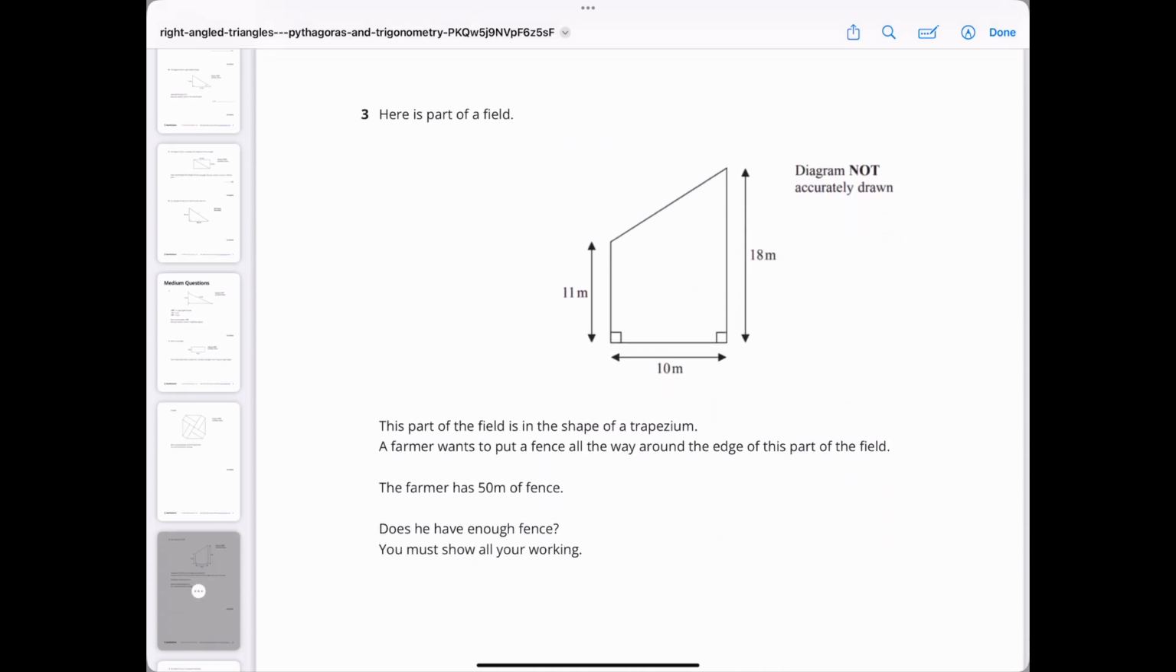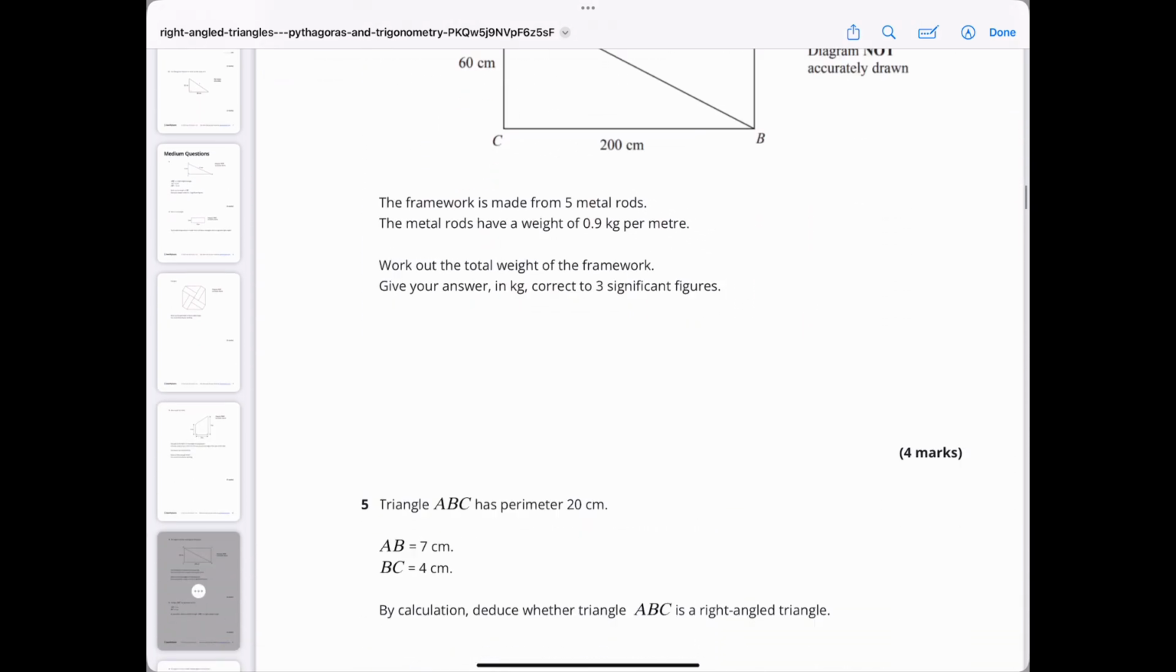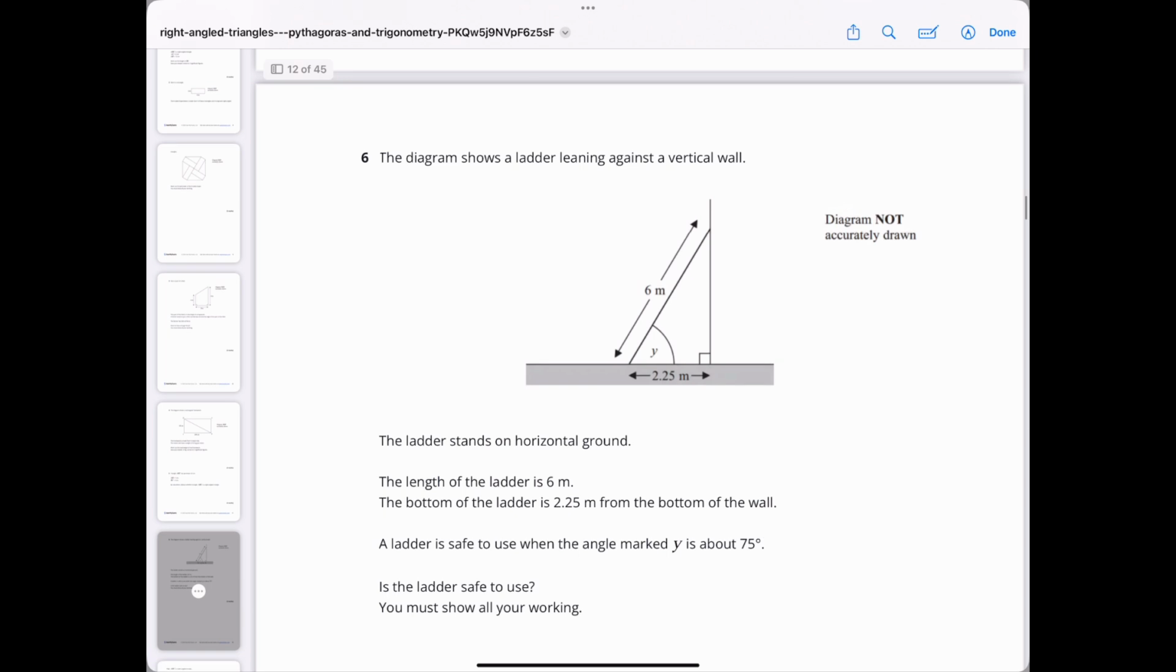Here is a part of a field. This part of the field is in the shape of a trapezium. The farmer wants to put fence all the way around. Actually, that is Pythagoras as well. I know because there's no angles, or we're not even trying to find an angle. Okay, this weirdly is trying to find an angle, and it's not using sine, so it's good. So we write down SOHCAHTOA again.